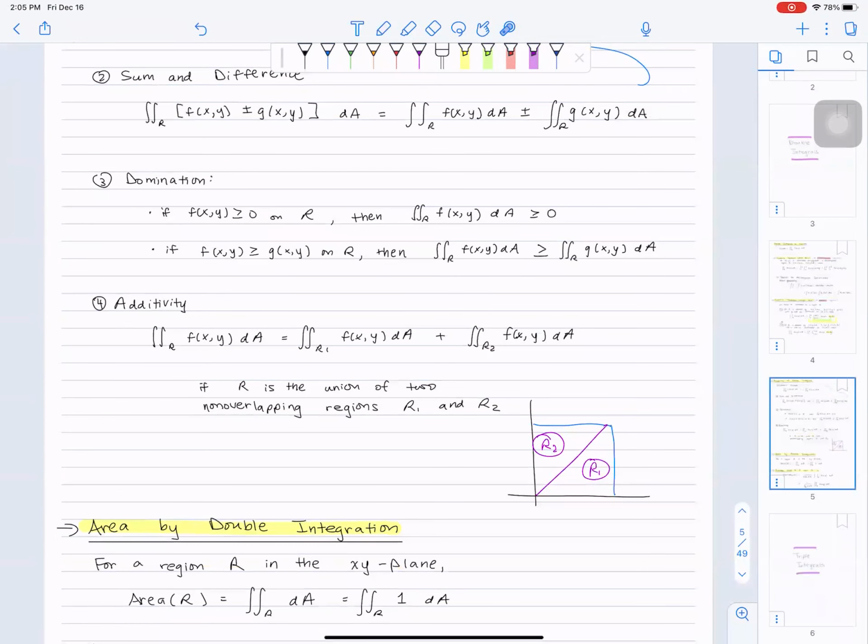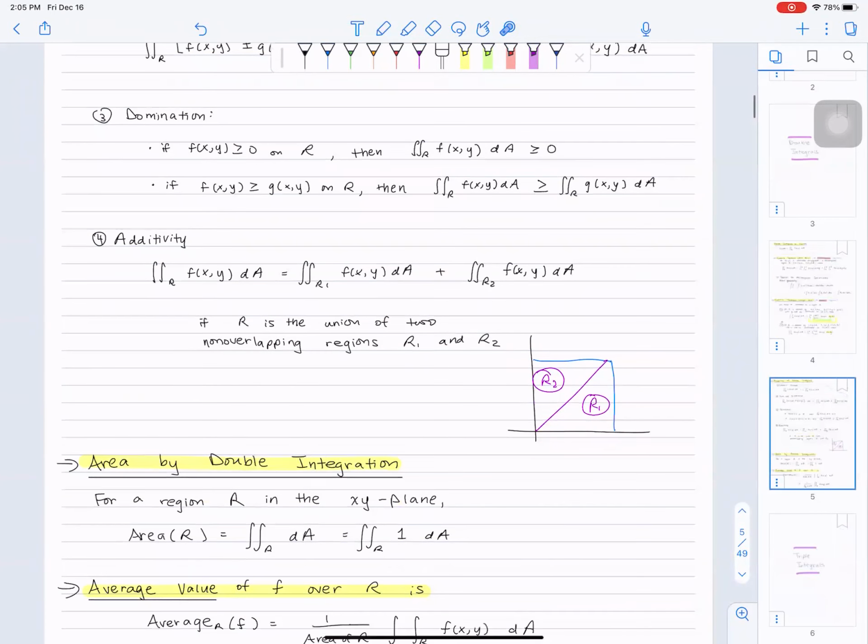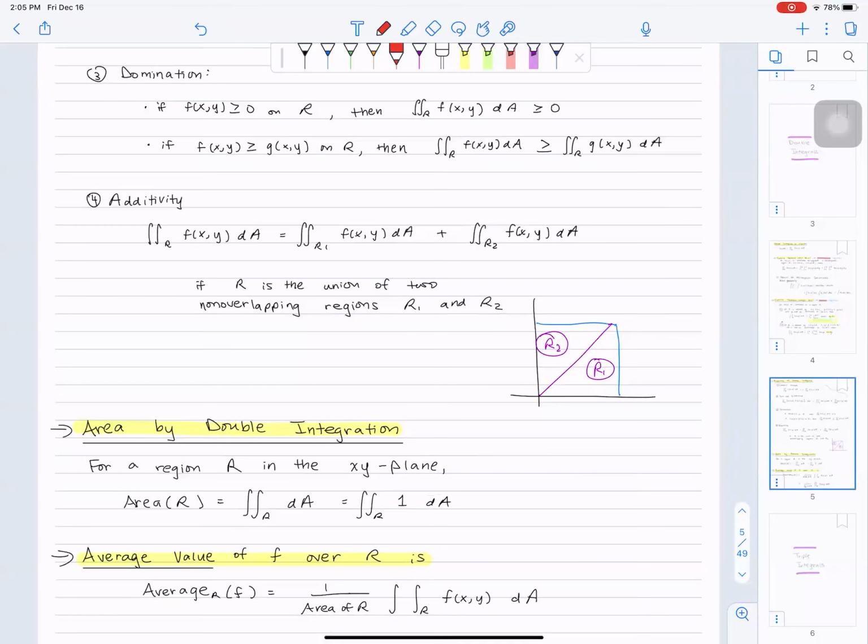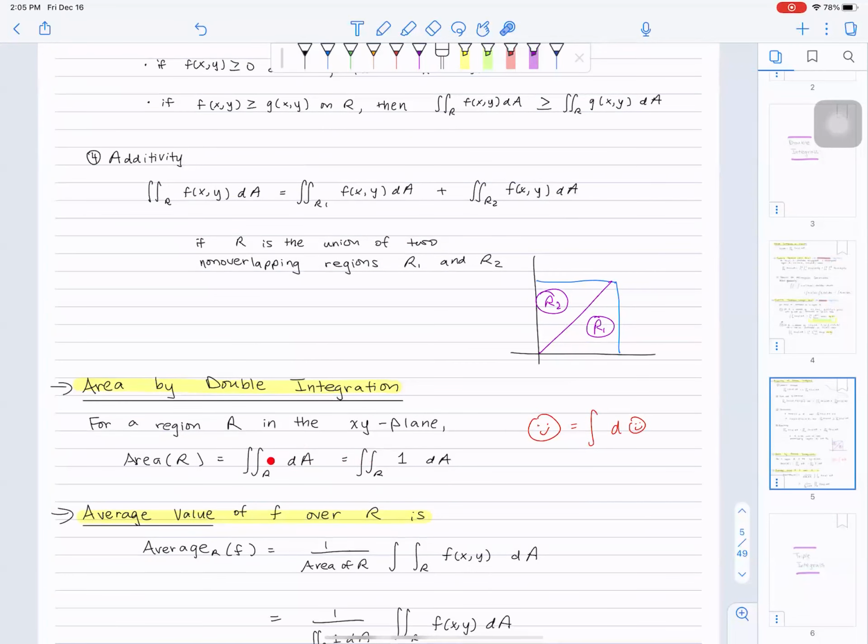You can also find area using double integration. Remember that if you're trying to find a smiley face, it's the integral of d smiley face. So if we're trying to find area, we can do the double integral of dA. And whenever you see the double integral of dA, there's always an implicit one there. So you can think about why that means area.